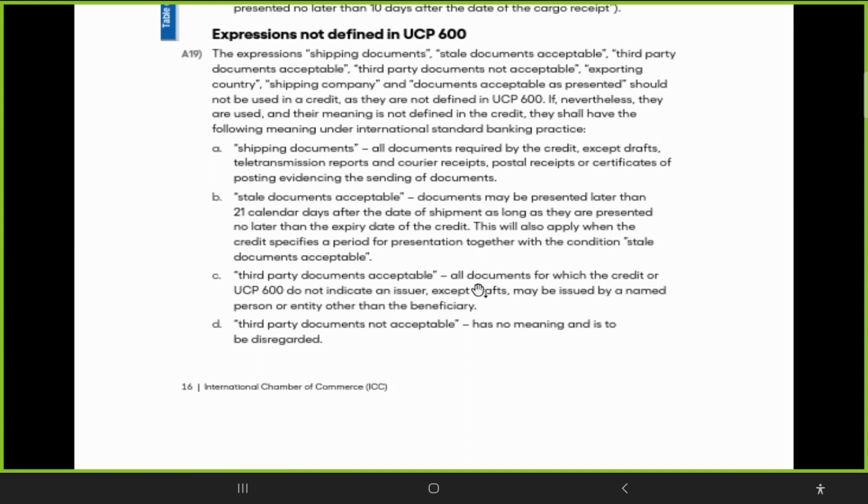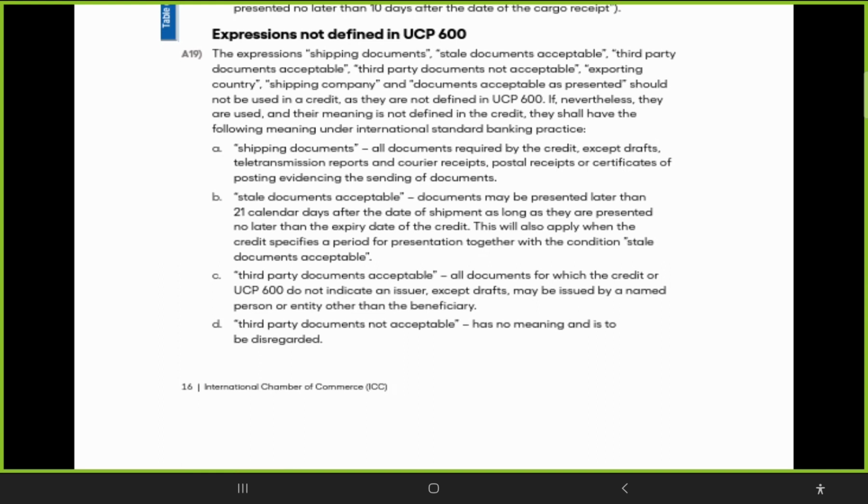So what they are saying is all documents for which the credit or UCP 600 do not indicate an issuer, except drafts, may be issued by a named person or entity other than the beneficiary. It is very common, right? Even if you don't have this condition, it means that for any document for which the credit or UCP 600 does not define an issuer, it can still be issued by any person, including the beneficiary, right?